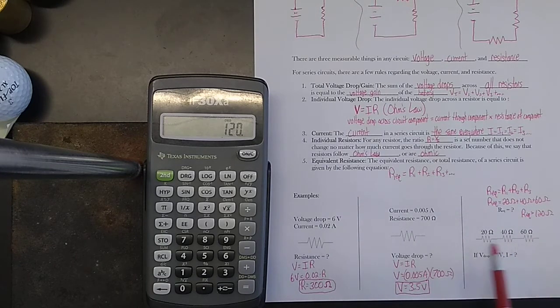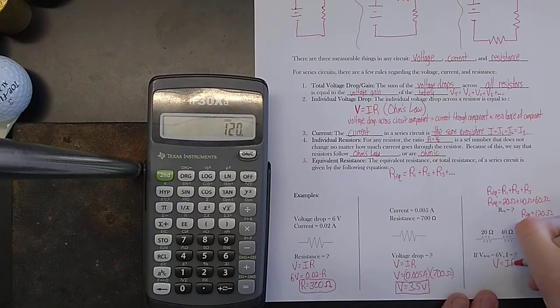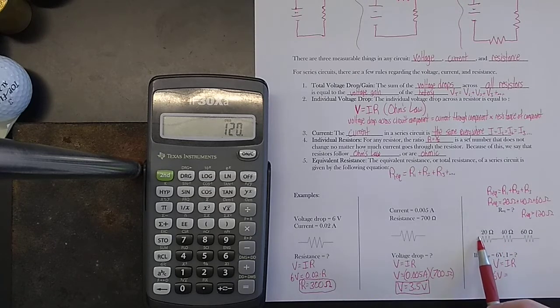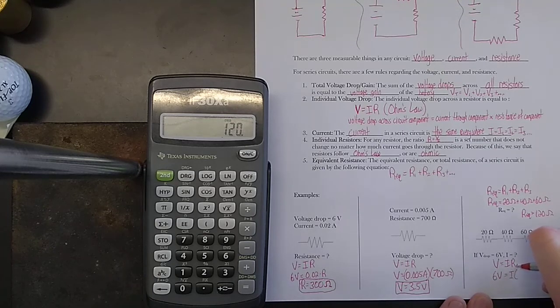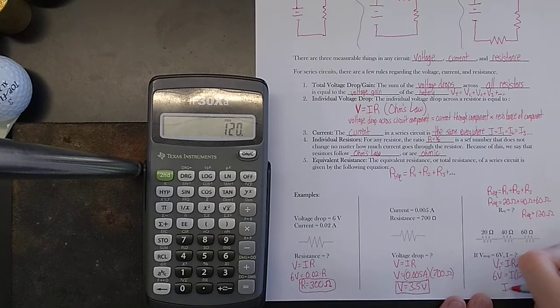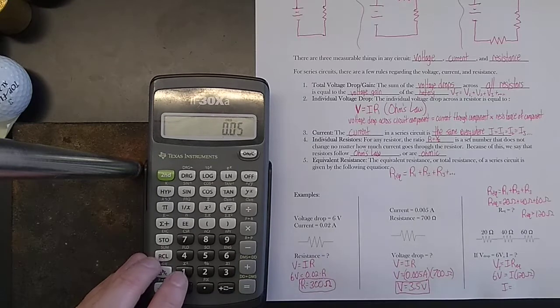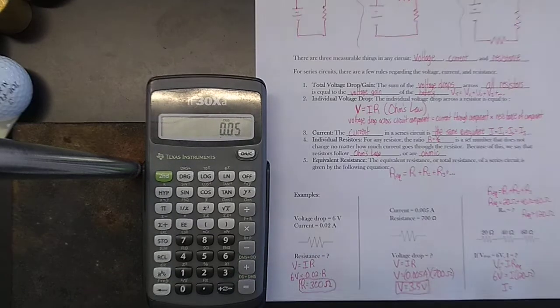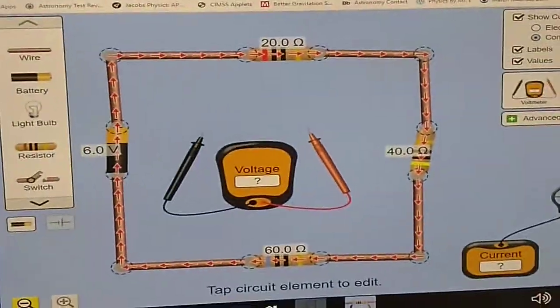So, if the equivalent resistance of this section is 120 ohms and the voltage drop is 6 volts, what is the current? We go back to Ohm's law. You see how useful this equation is. We know the voltage drop across the whole thing is 6 volts. Not individually 6 volts, but across the entire thing is 6 volts. The current is what we're looking for. With the equivalent resistance equal to 120 ohms, I must be 0.05.